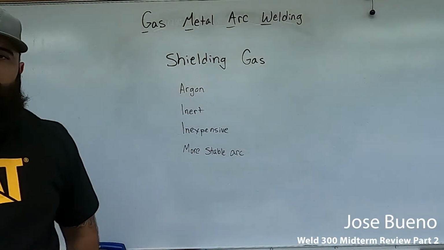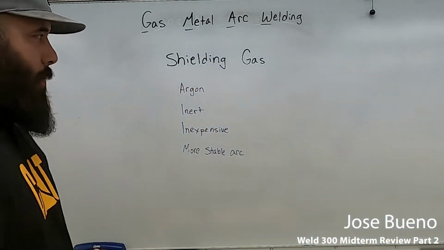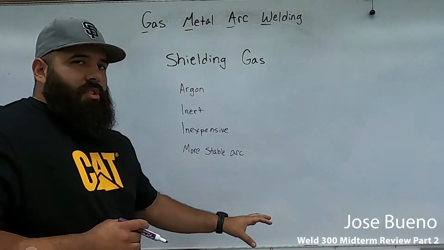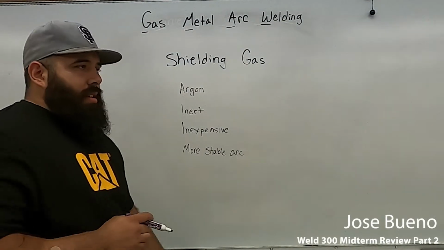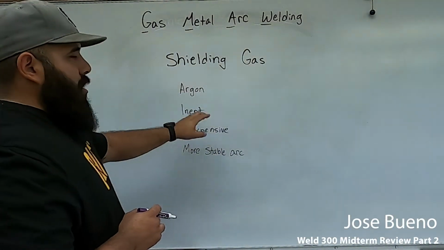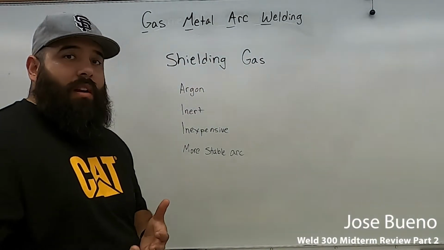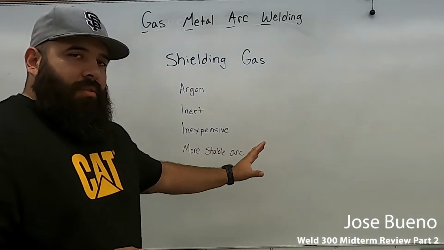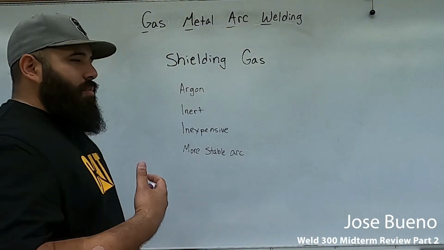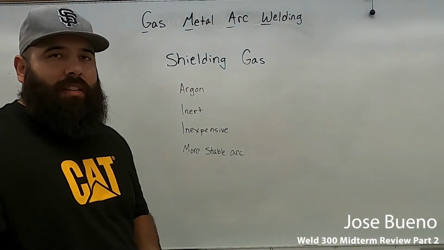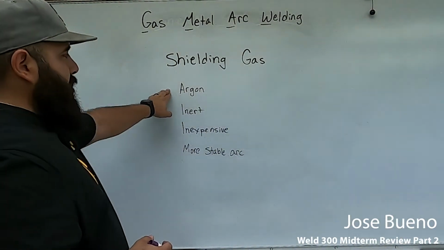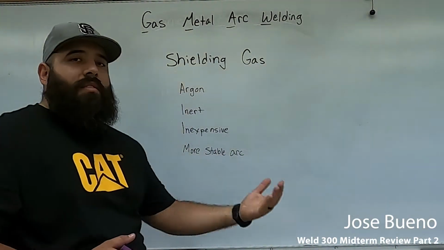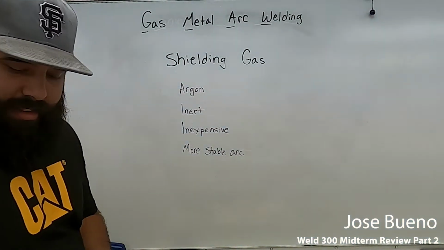So we'll say more of a stable arc. And this is going to help us to go from short circuit into spray. Now, there are times where we use argon by itself in a 100% mix. So that's for certain metals like aluminum. However, one thing that you should remember is that in this class, we're welding carbon steel. So we're not actually using 100% argon. We're using it in a combination or a mixture with some other type of gas. And that gas is CO2.